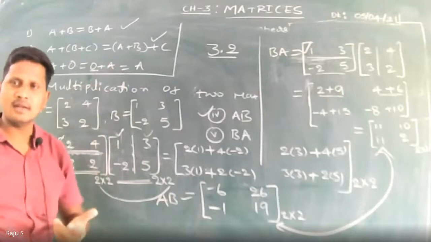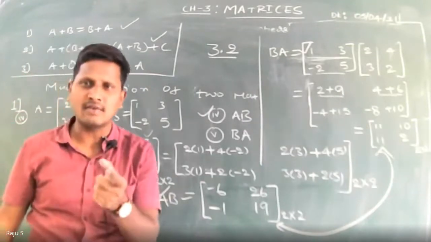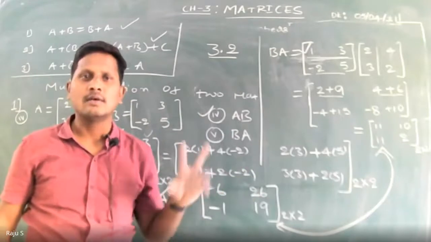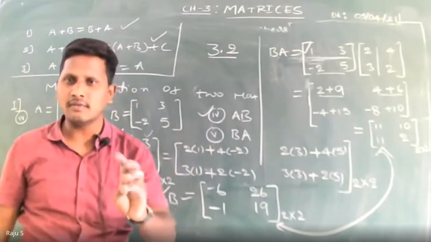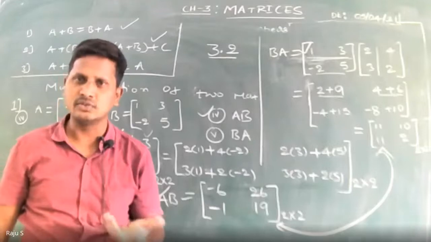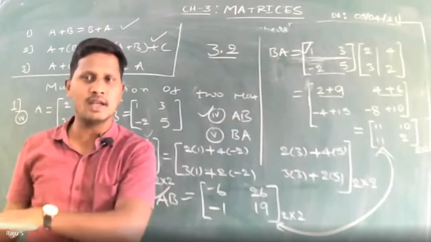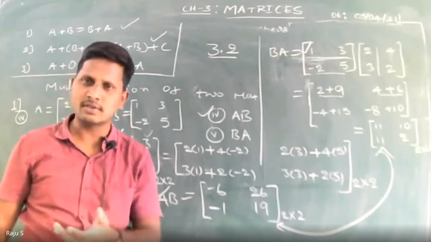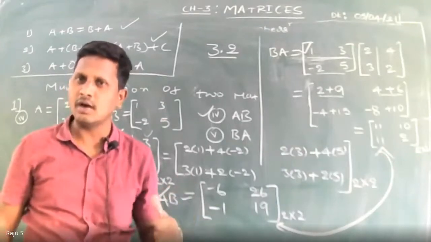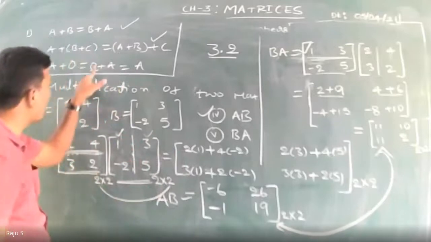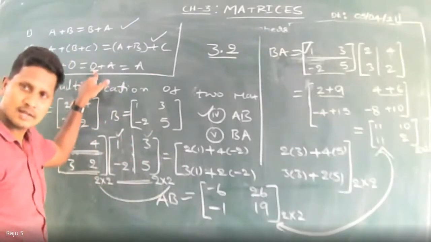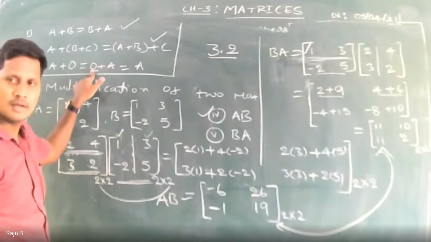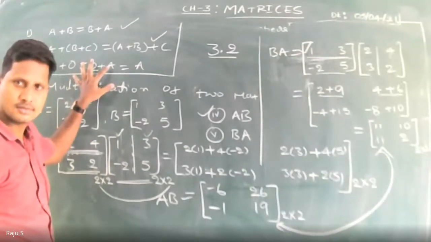What does it mean by identity? Whenever we add some value and get the same value, that is called identity. What is the identity of the number system? 0. 0 plus anything will give the same value. 0 plus 1 is 1, 0 plus 2 is 2, 0 plus 3. That 0 is called the additive identity. In the same way, the null matrix is the additive identity of the matrices.